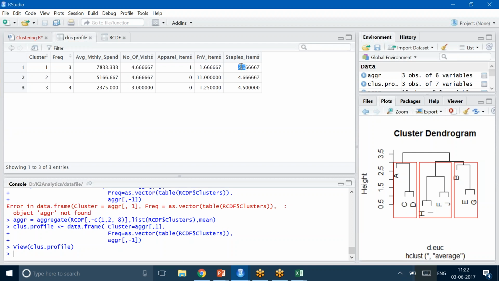Then there is another segment, segment 2. Also 3 customers, but their spend is slightly lower than the first segment, and the average spend is 5,000 rupees. How many visits do they make in a month? Probably 4 to 5 times. Do they go to apparel? No, they don't. They are heavy spenders on FNV, which means fruits and vegetables are what they buy more. But at the same time, they also buy a good quantity of staples.